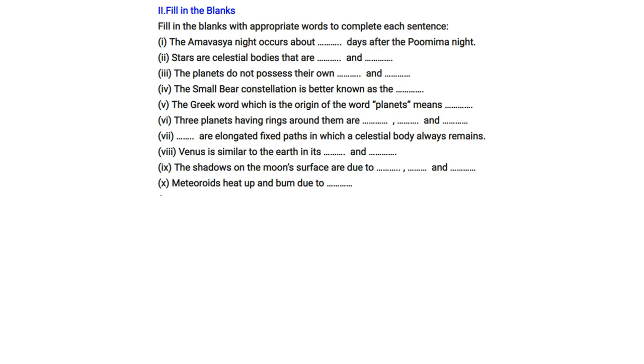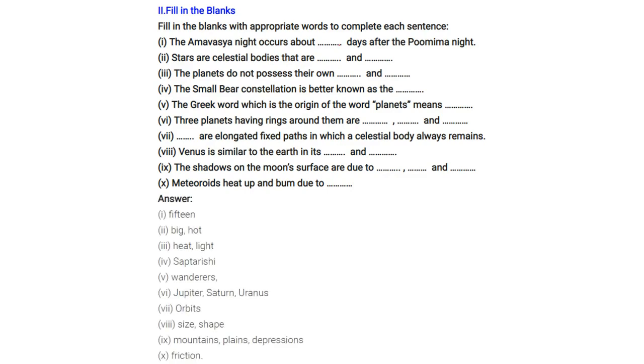Fill the blanks with appropriate words to complete each sentence. The Amavasya night occurs about dash days, 15 days after the Purnima night. Stars are celestial bodies that are big and hot. The planets do not possess their own heat and light. The small bear constellation is better known as the Saptarishi. The Greek word, which is the origin of the word planet, means wanderers.